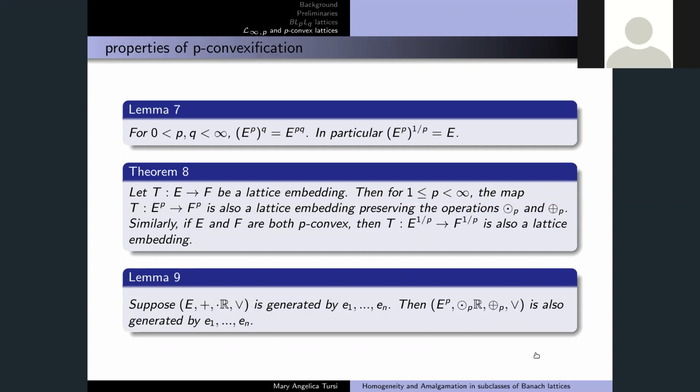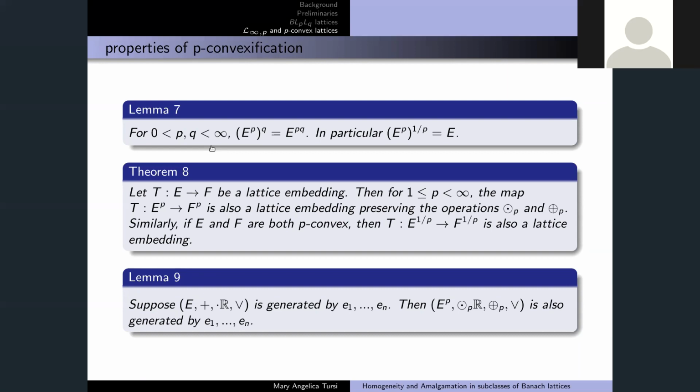Take the Q-convexification of a P-convexification, and I'm allowing Q to be just greater than 0. So if you have something less than 1, think of it as that inverse operation for the 1 over P. Then I get back to my original lattice. This convexification also preserves lattice embeddings. So if the map T from E to F is a lattice embedding, then the same map, because remember the underlying sets are the same, from E^(p) to F^(p) is still going to be a lattice embedding over the new operations.